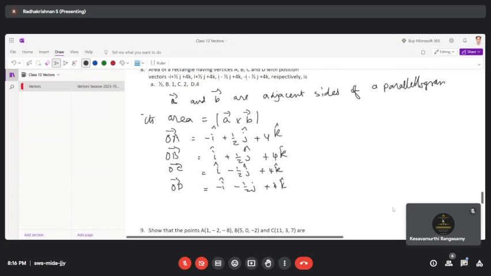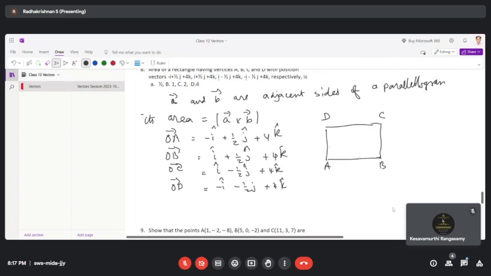Okay. So let us say this is your rectangle. Okay. So we have OA, OB, etc. So that means from that we have to determine AB and AD. Let us determine AB and AD.